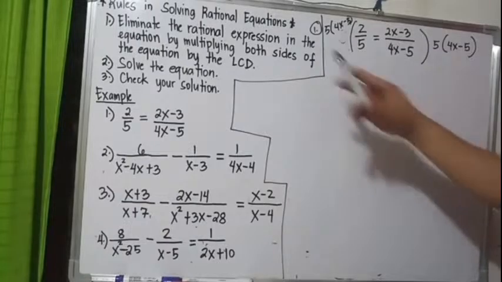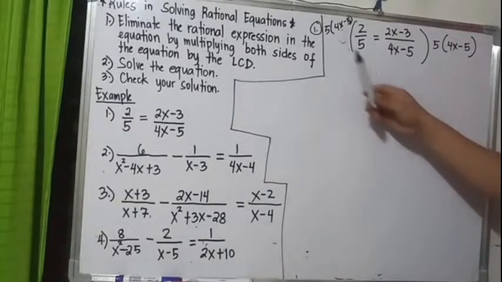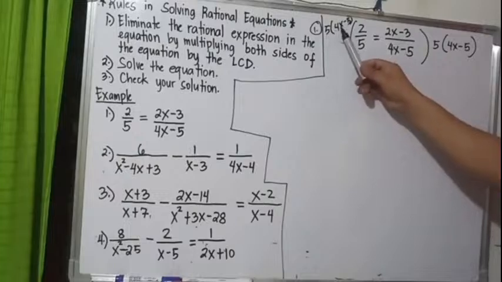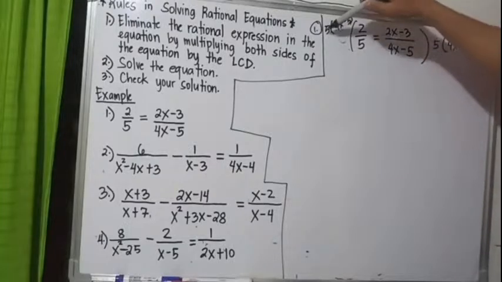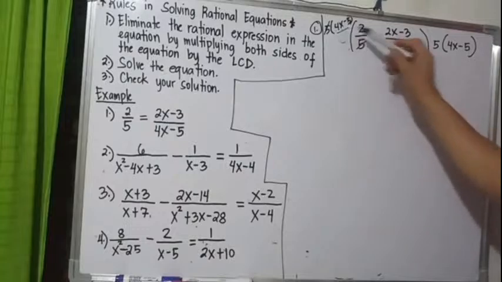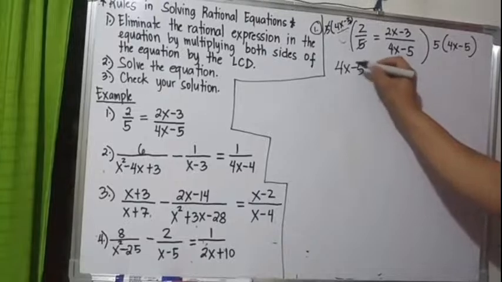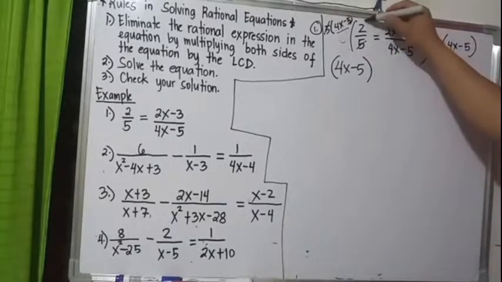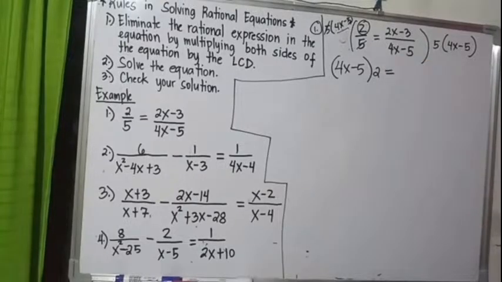Next, you have to eliminate the rational expression in the equation by multiplying both sides of the equation by the LCD. But how? You need to i-divide natin. So 5 times 4x minus 5, divide it by 5. So ma-eliminate natin yung 5, and this one. So remaining value is 4x minus 5. Then i-multiply mo yan sa numerator, that is 2, equals this one.